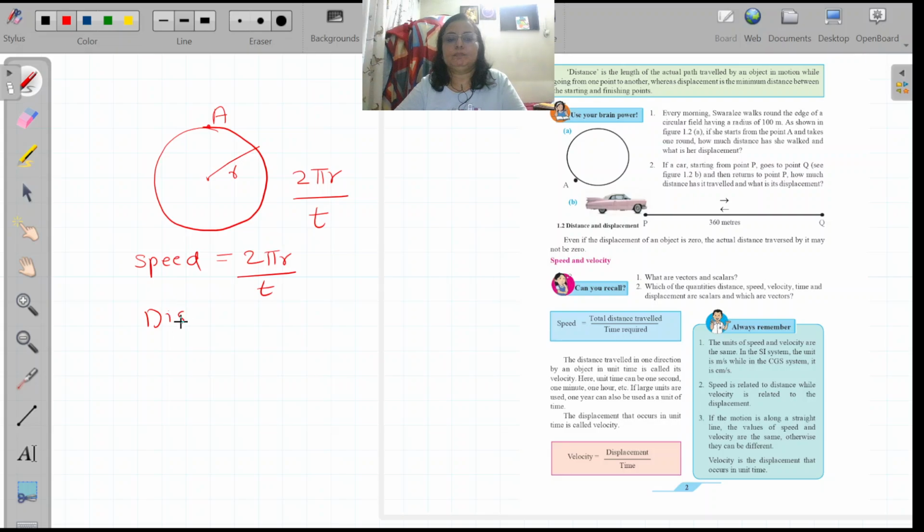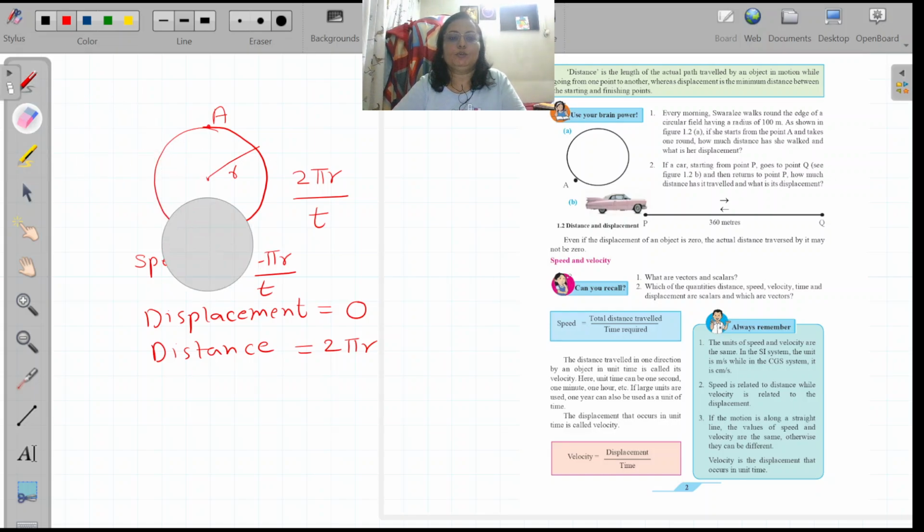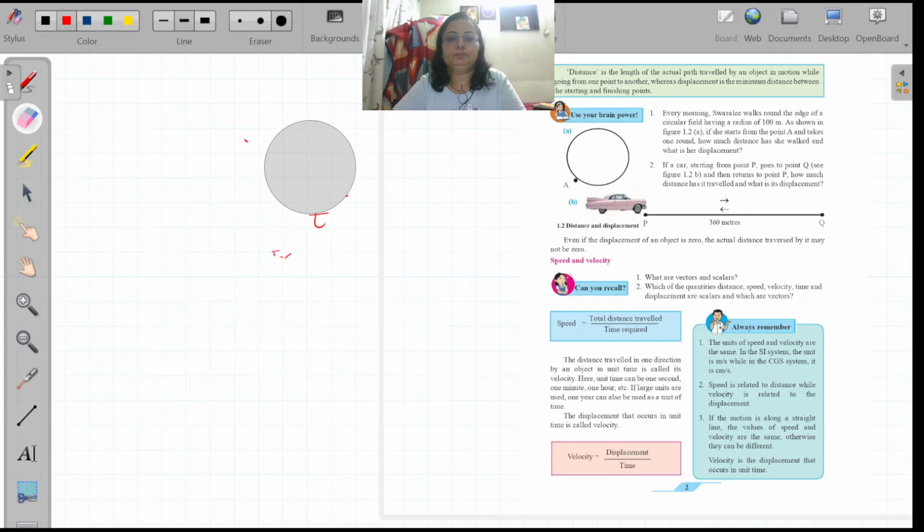But what is displacement? Displacement is the shortest distance between the starting and finishing point, which is A. So displacement is 0. She started from A and came back to A. Displacement is 0 and distance travelled is 2 pi r. Let's take another example and try to understand it further.